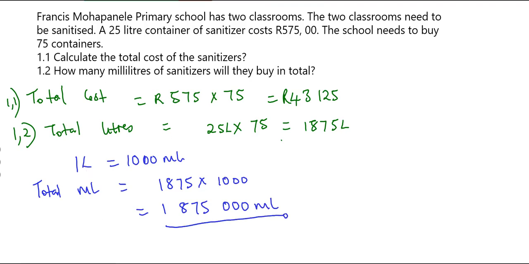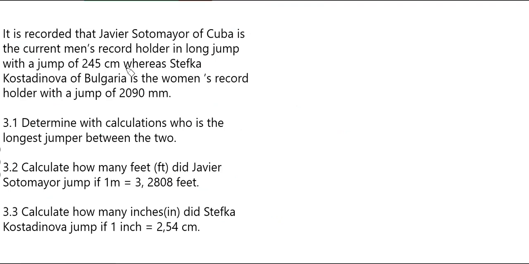Let's look at the second question here. It is recorded that Javier Sotomayor of Cuba is the current men's record holder in long jump with a jump of 245 centimeters, whereas Stefka Kostadinova of Bulgaria is the women's record holder with a jump of 2,090 millimeters. Determine with calculations who is the longest jumper between the two.